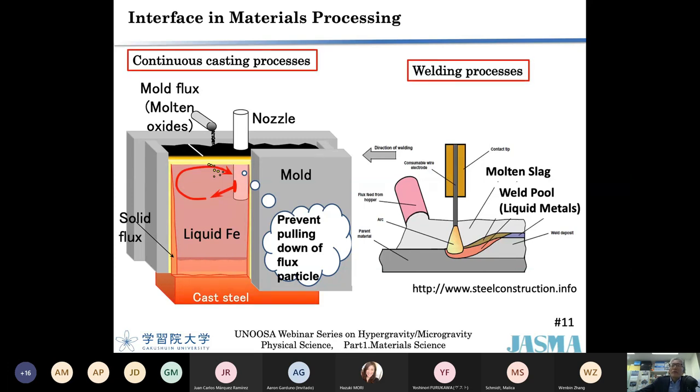The welding process is also important for interfacial phenomena. Here is the liquid iron, and here is the carbon, used to avoid oxidation of the liquid iron by molten oxide. The interface is here, so interface tension controls the welding shape and welding properties. The immiscible liquid of molten oxide and liquid iron is very important for process control. Next, please.